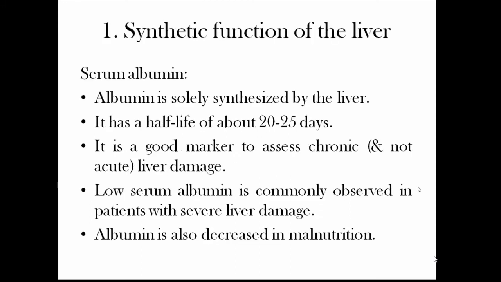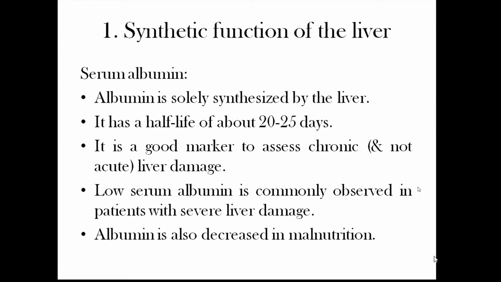Now I have come back to what the actual tests are that are going to be done in liver dysfunction. So in serum, we have the synthetic function of the liver, albumin. Albumin is the one which lives longest in circulation. So if we have low albumin, it means this process has been there longer than 20 days. So it's a chronic marker.